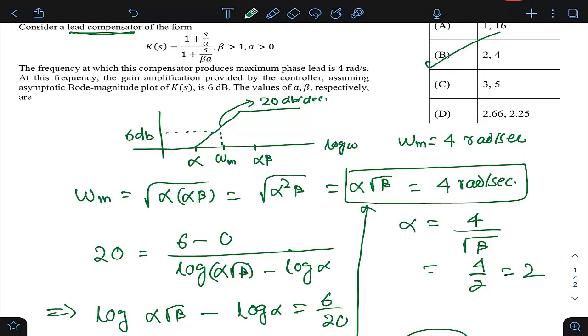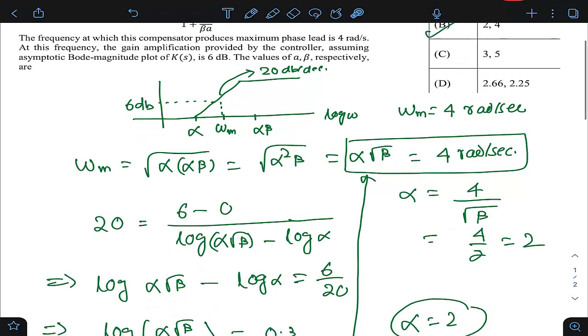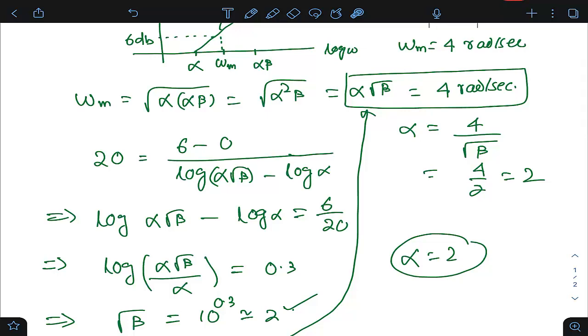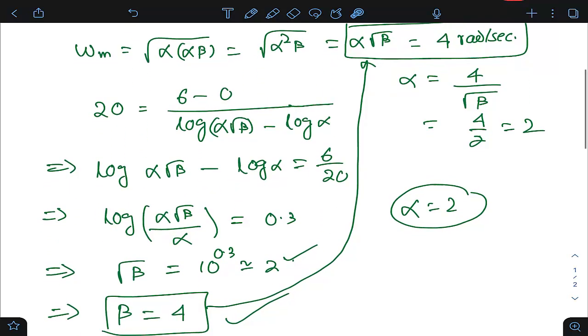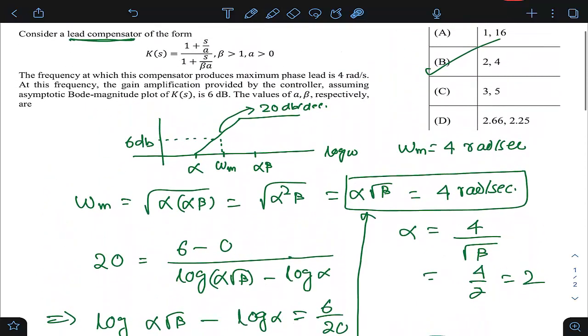So this is again, students, a very general model question. Some data regarding the compensator was given, like the frequency at which maximum phase delay happens and the amplitude of the signal at that frequency. Using the geometric mean property, we got one equation in terms of alpha and beta, and using the slope equation of this amplitude, we got one more equation in terms of alpha and beta. By solving these equations, we got alpha as 2 and beta as 4. So if you check it out, the answer is option B.